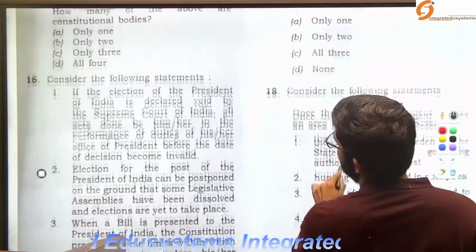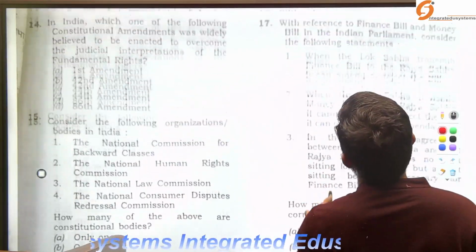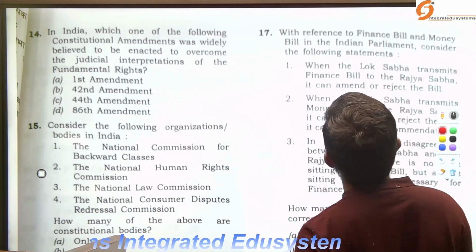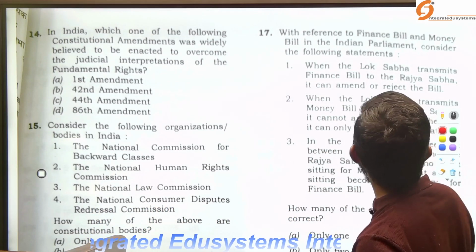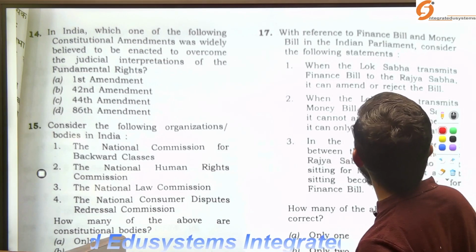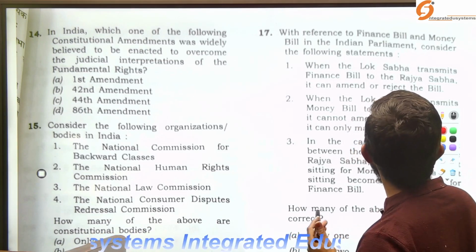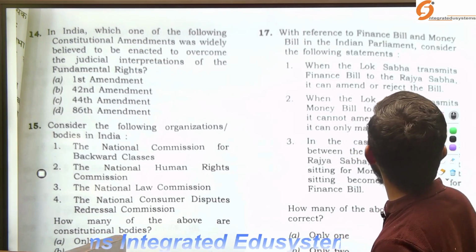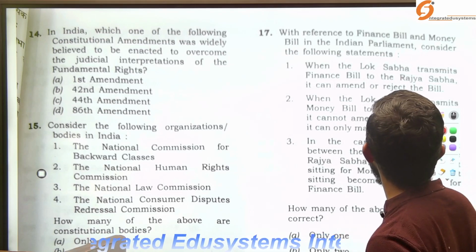The next question is question number 17. With respect to finance bill and the money bill in the Indian Parliament, consider the following statement. When the Lok Sabha transmits a finance bill to the Rajya Sabha, it can amend or reject the bill.